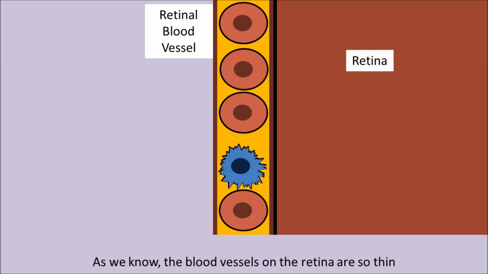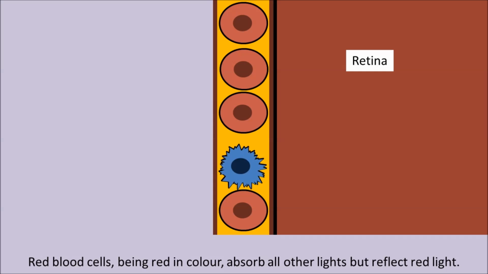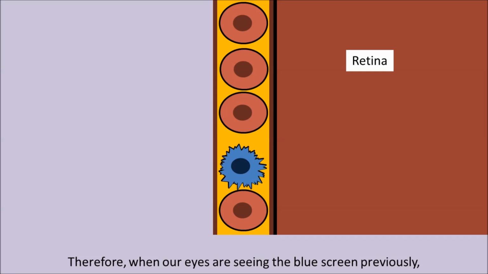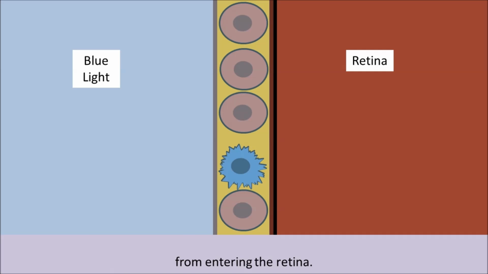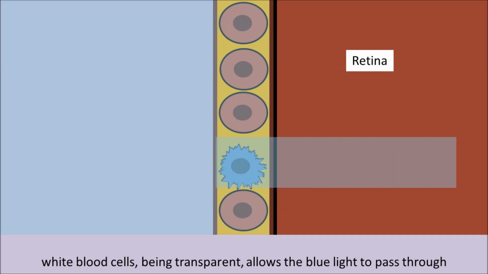As we know, the blood vessels on the retina are so thin that at some parts, the blood cells line up within the vessels. Red blood cells, being red in color, absorb all other lights but reflect red light. Therefore, when our eyes are seeing the blue screen previously, blue light enters the eye and is blocked by the red blood cells from entering the retina. However, white blood cells, being transparent, allow the blue light to pass through.